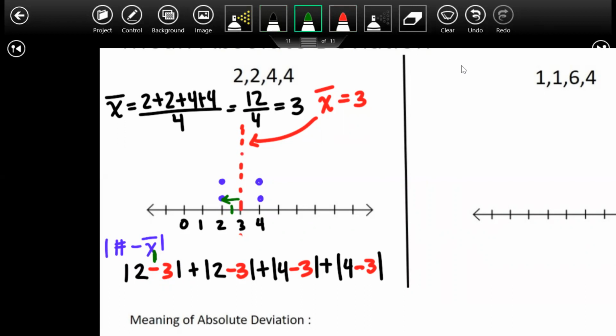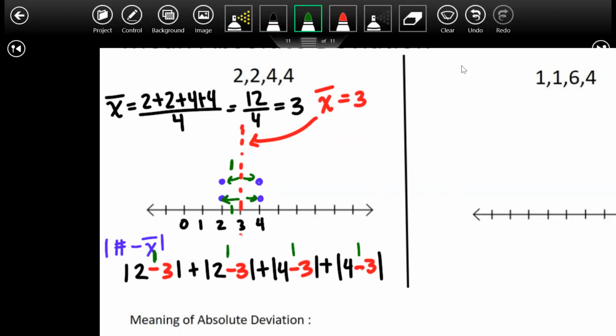What's 2 minus 3 for the next one? Still 1 away, which means that we're still 1 distance away from the mean. What about 4 minus 3? 1, absolute value of 1 is still 1. Same with the other one. We're getting the distances all equal 1 distance away from the mean.